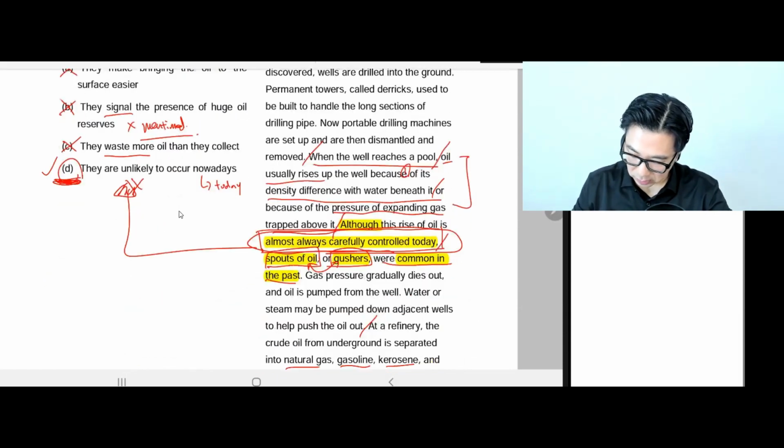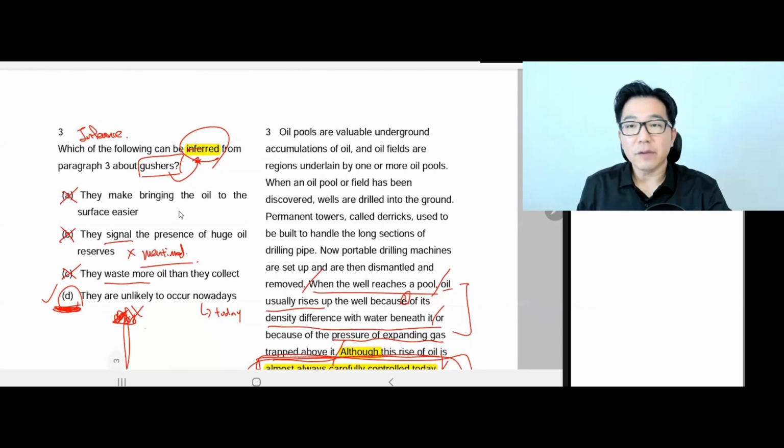So this was the information, and this is the answer. So question 3, inference question, the answer is D. Next question, please.